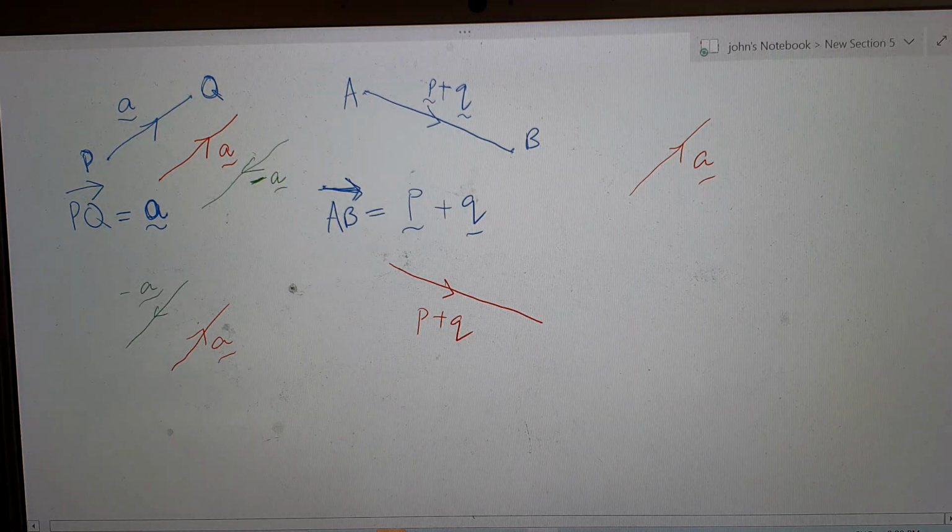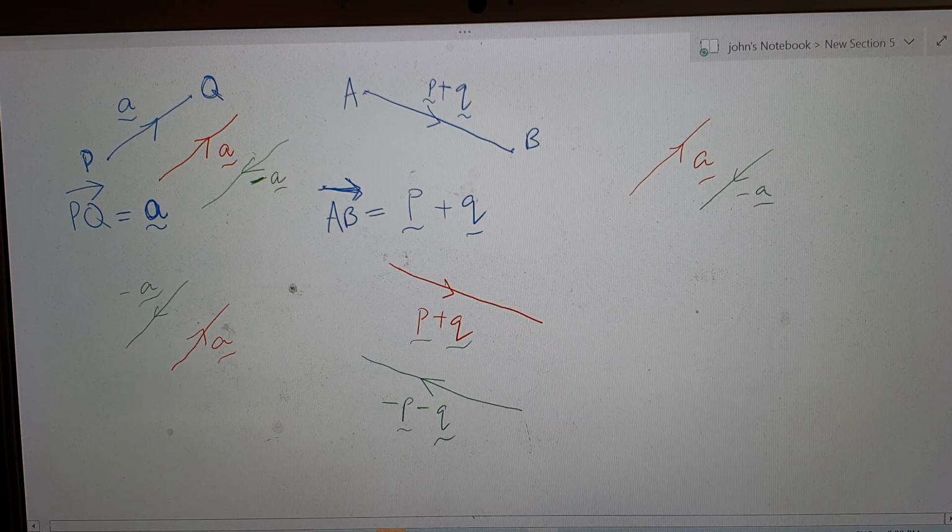You must put the curly braces here. Sorry, I forgot to put this just now. So all these are minus A. Now what if I have a line parallel to this but in the opposite direction, same length? Then I have to change this to minus P, minus Q.